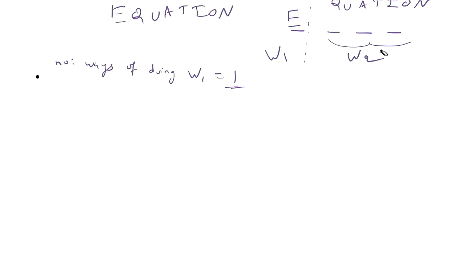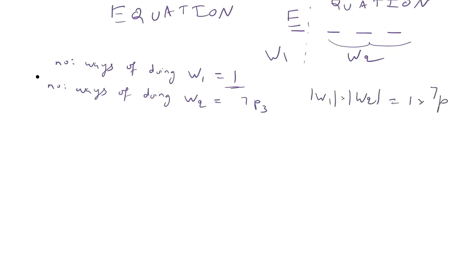So the number of ways of doing W2 is equal to 7P3. Therefore, the total number of ways of completing the task is equal to the cardinality of W1 times the cardinality of W2, which is equal to 1 times 7P3. So the answer is 7P3.